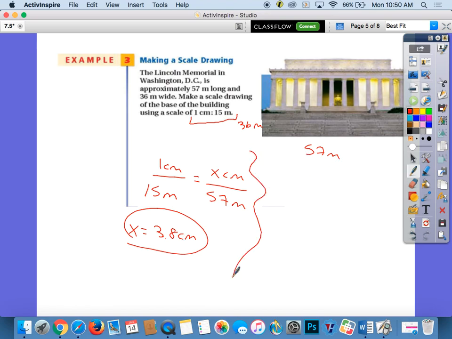We're going to do the same proportion for our width. I know that 1 centimeter on my scale is going to be 15 meters in real life, which means how many centimeters on my scale is this 36 meters in real life going to represent? Cross multiplying, and you get x equals 2.4 centimeters.